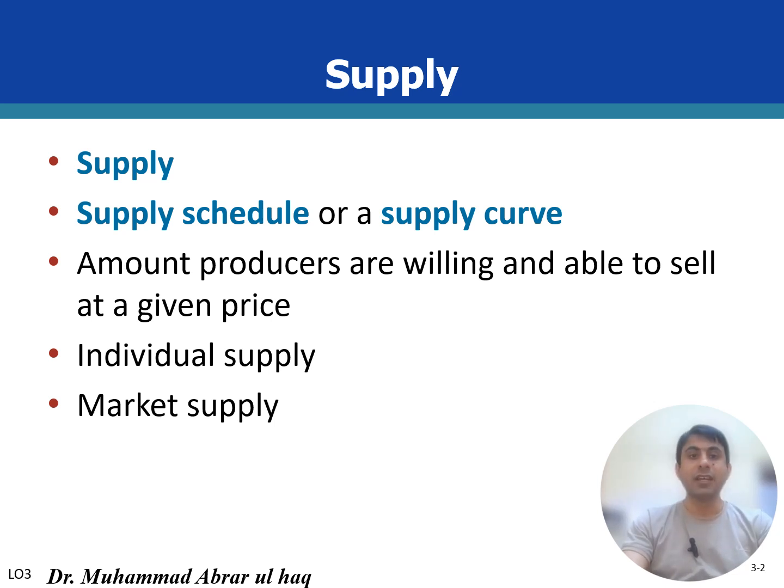For instance, if the price of a product increases, the individual producers may be motivated to increase production to capitalize on higher profits, assuming the other factors remain constant.